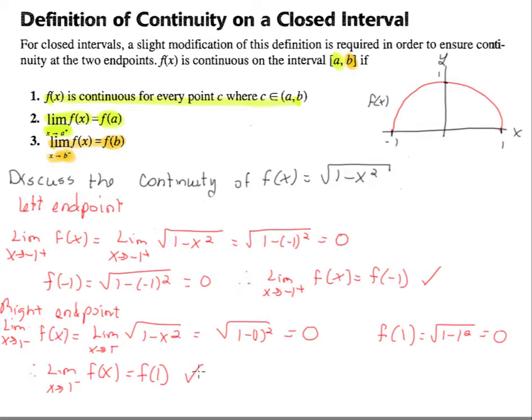Therefore, this function, f of x, which is equal to the square root of 1 minus x squared, is continuous. Therefore, f of x is continuous from negative 1 to 1.